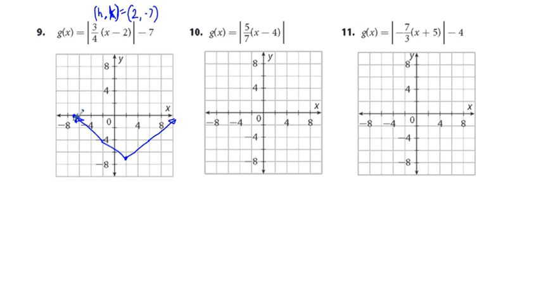Okay, next is problem 11. We have g of x equals f of the quantity 7/3 times the quantity x plus 5, then minus 4. So in our h, k vertex, this time we have plus 5, so our x coordinate for the vertex would be -5, and our y coordinate is going to be -4.